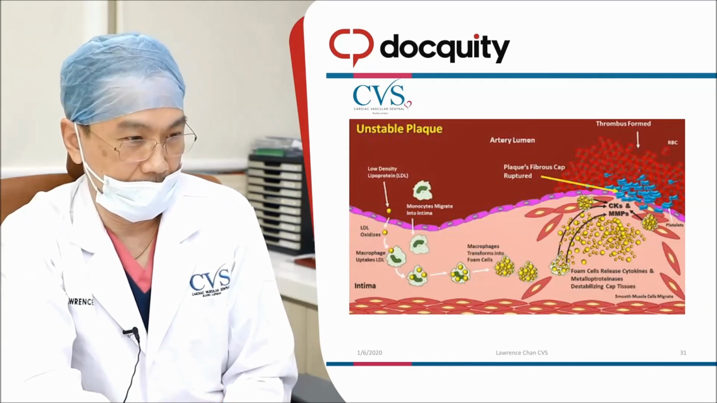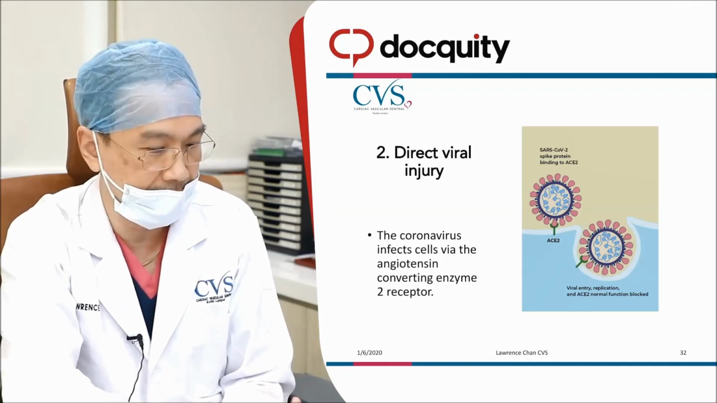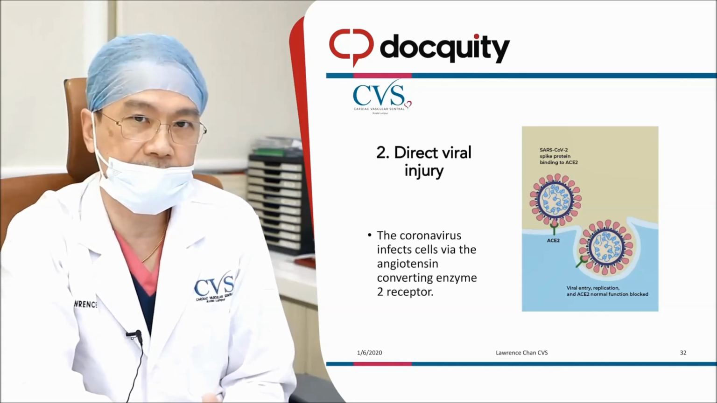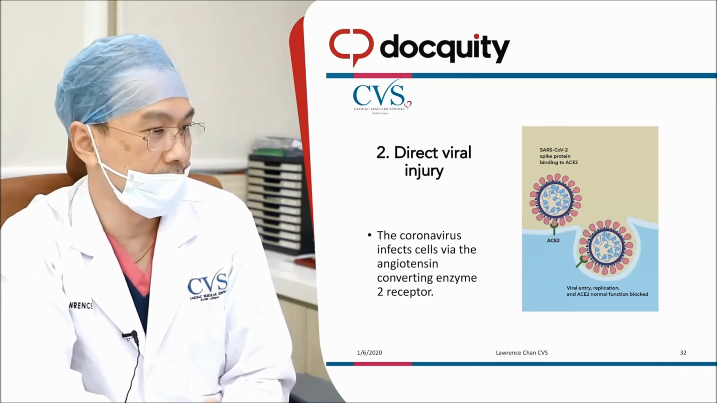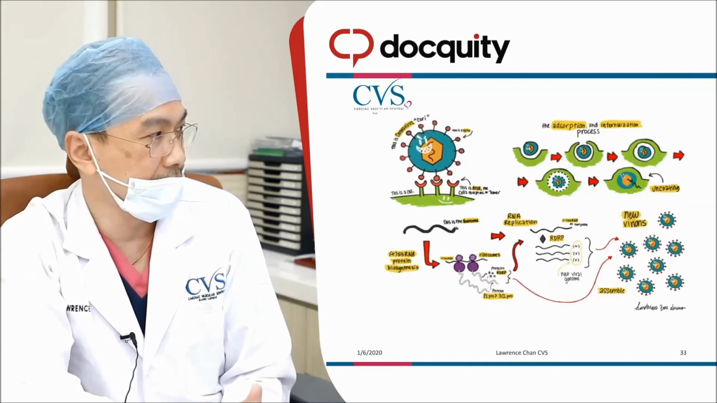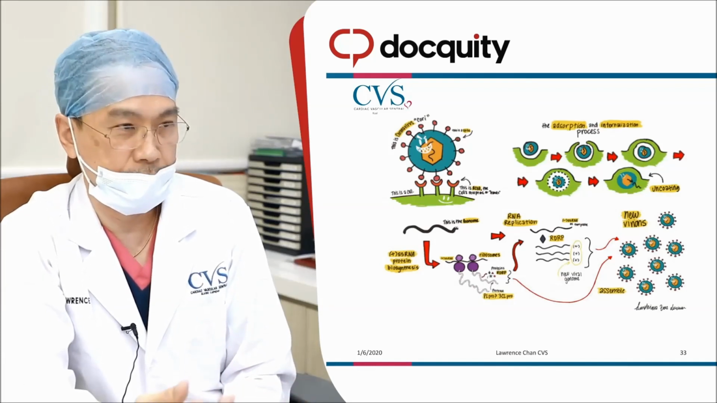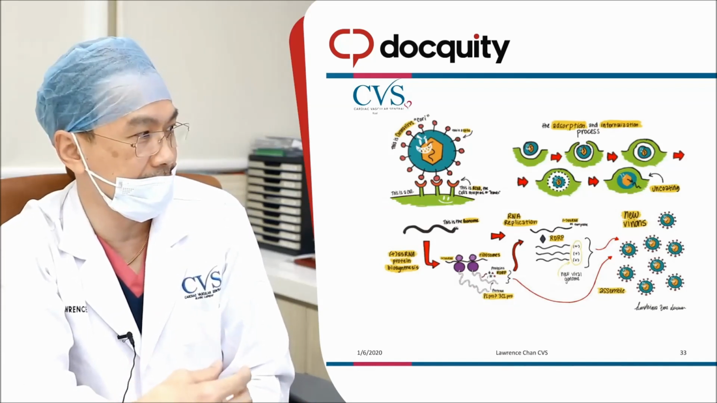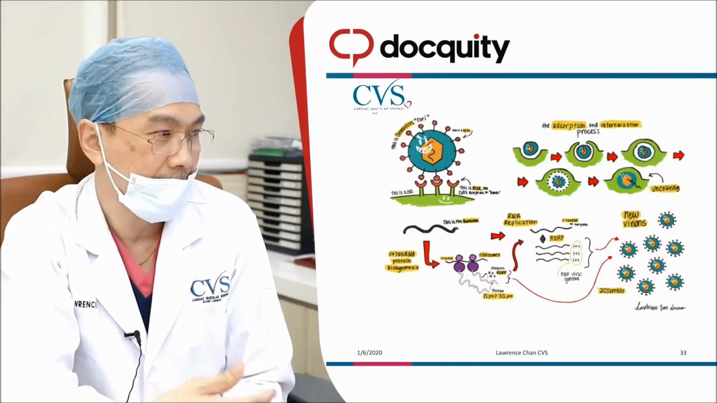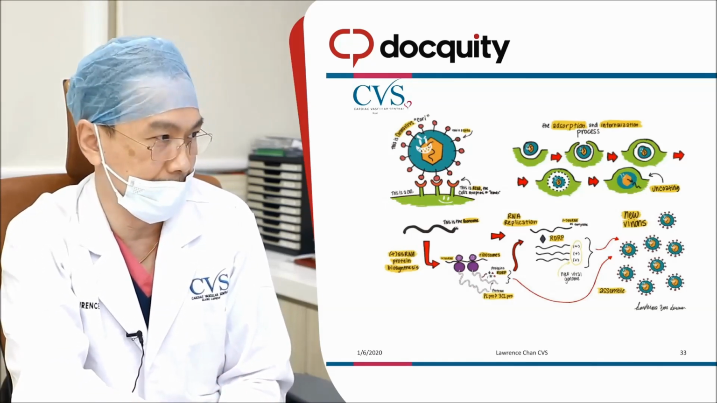The virus, being a virus itself, can directly infect the cardiovascular system. The SARS-CoV-2 virus attaches to a receptor called angiotensin converting enzyme receptor number 2. It latches on to the receptor, then gets absorbed and internalized into the cell, and then the virus starts its own action, whereby it starts to replicate and take over the cell, thereby killing the cell.